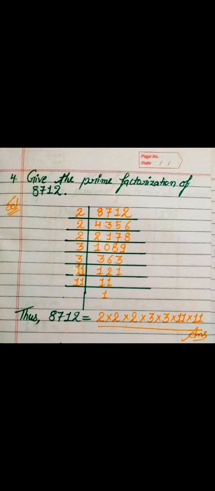Now again its last digit is 6, which is also divisible by 2. That means this 4356 is also divisible by 2. When you divide this, you will get 2178 as a quotient. Now again its last digit is 8. That means you can divide this by 2. Now you will get 1089. Now this 1089 has last digit 9, that means it is not divisible by 2.